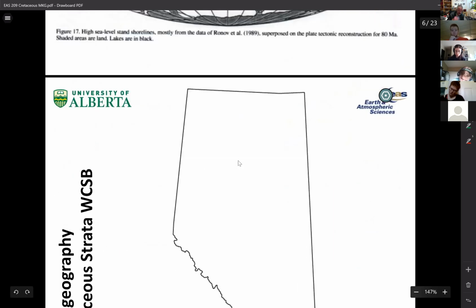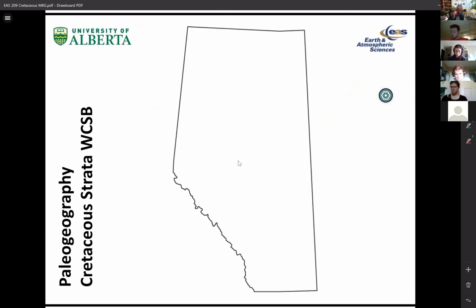And so this affords us an opportunity to look at the paleogeography of Alberta, specifically throughout the Cretaceous. And we're going to look at about 2 different time slices. And the one time slice is from about 110 million years ago.